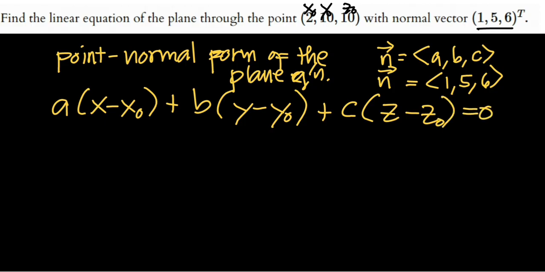Yeah. And then we substitute the values. So we substitute A. A is, what is A? Okay, so it'd be 1 times x minus x sub 0. No, we don't know, because we are asked for the linear equation. Yes. So you substitute that.